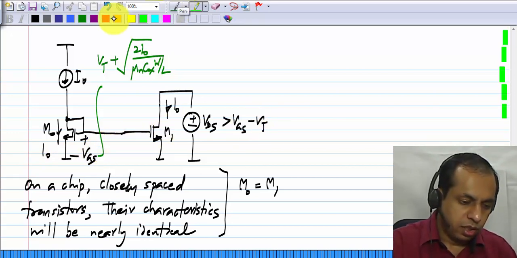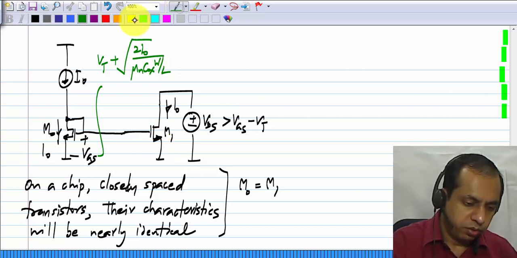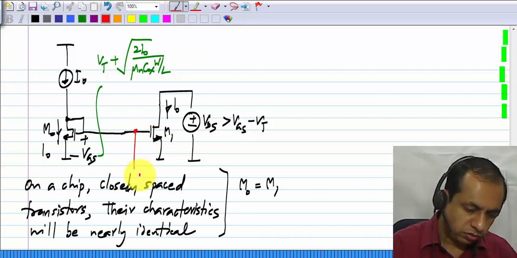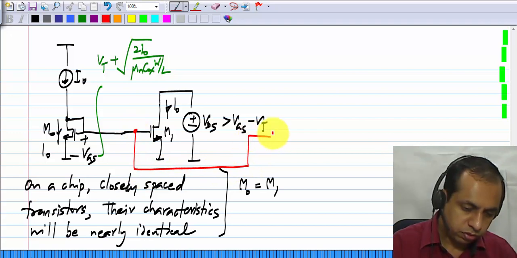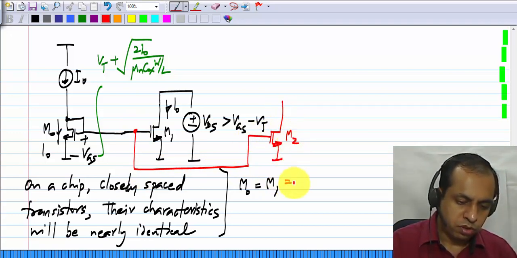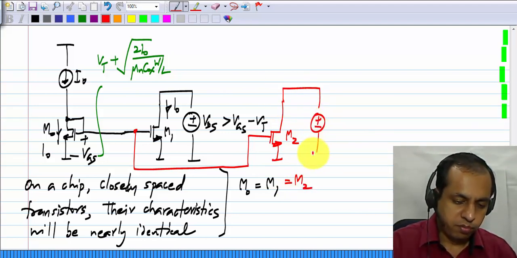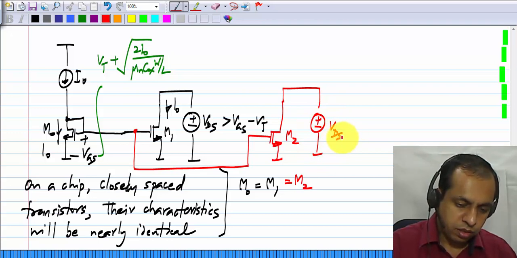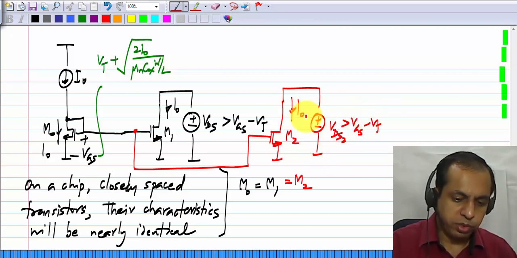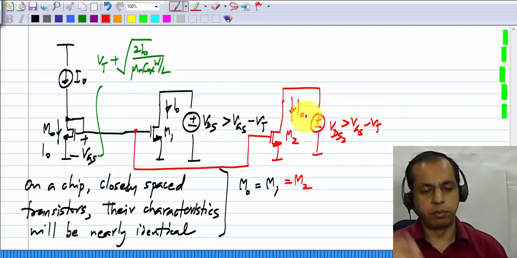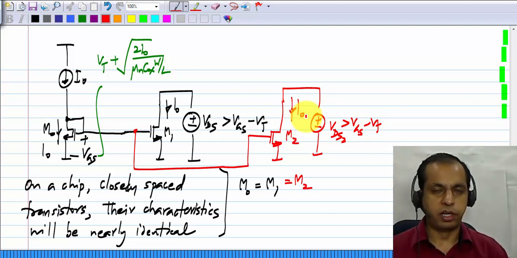Okay, now I don't have to stop here. I could, for instance, have another M2 which is also identical to this, and if it is biased in saturation, then the current here will also be equal to I0. Okay, so I can make any number of copies of the current.